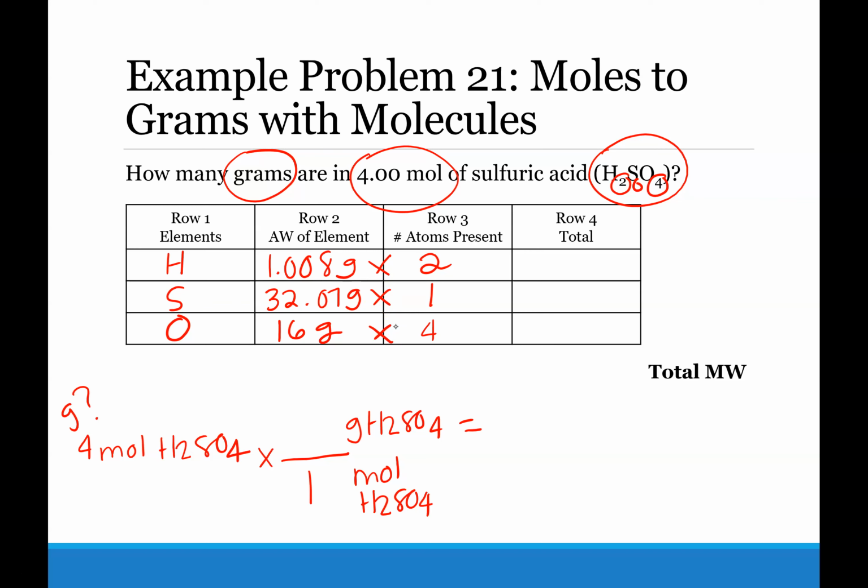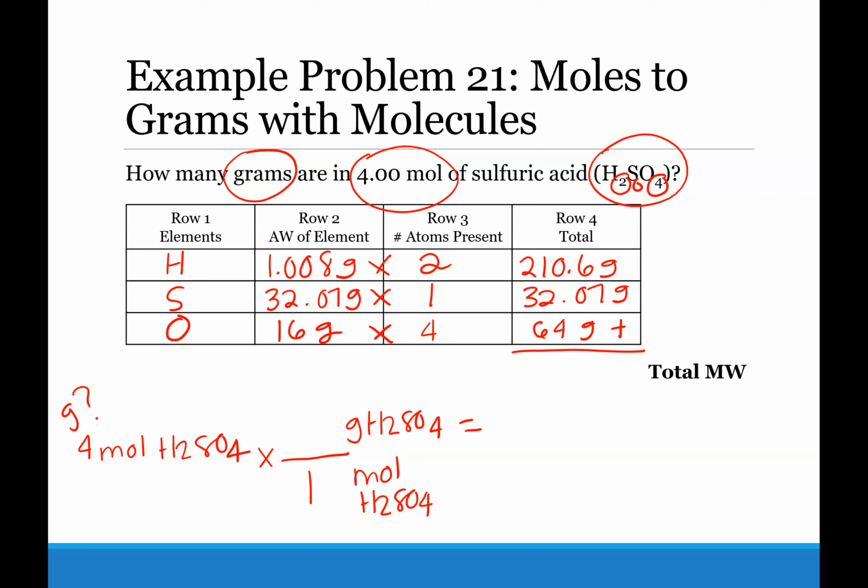So multiplying rows 2 and 3, 1.008 times 2 is 2.016 grams. 32.07 times 1 is 32.07 grams, and then 16 times 4 is 64 grams. And so we add up row 4.